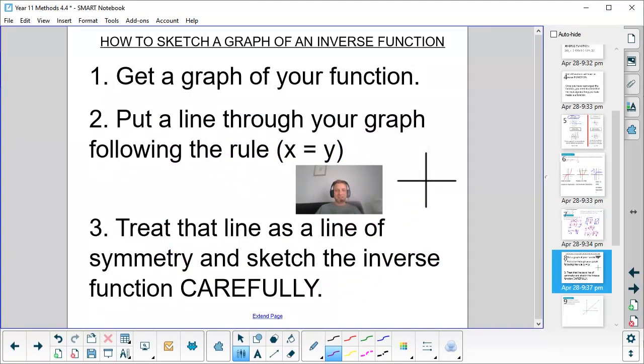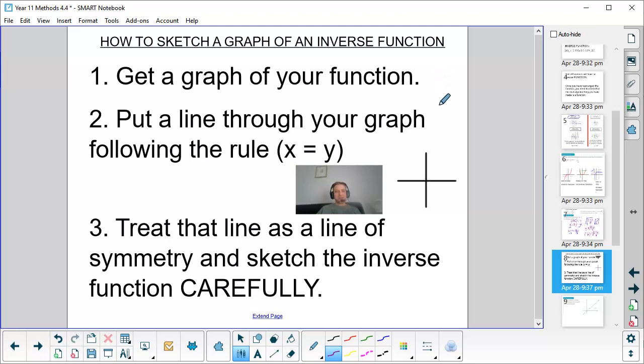Unfortunately for you guys, the algebra isn't the end of it. Once we've done the algebra and we've made our rules, we've also got to be able to graph them, without having a rule to look at and cheat. So you're going to have to learn how to sketch a graph of your inverse function as well. So step 1 is to actually have a graph in front of you. You can't sketch an inverse unless you've got the graph on the paper to work with.